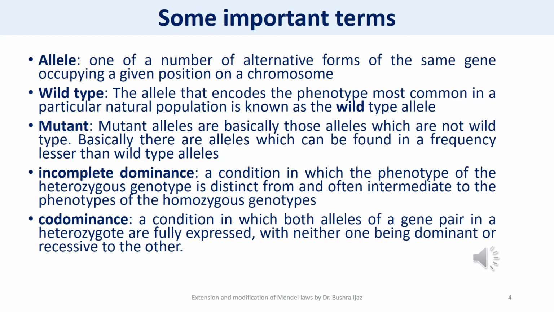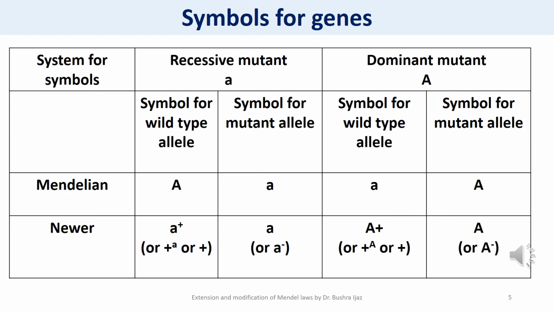Then we will be coming across the term incomplete dominance, which is a condition in which the phenotype of the heterozygous genotype is distinct from and often intermediate to the phenotypes of the homozygous genotypes. Then another important term would be codominance, which is a condition in which both alleles of a gene pair in a heterozygote are fully expressed. Both of the alleles show their effect in the phenotype, with neither one being dominant or recessive to the other one.